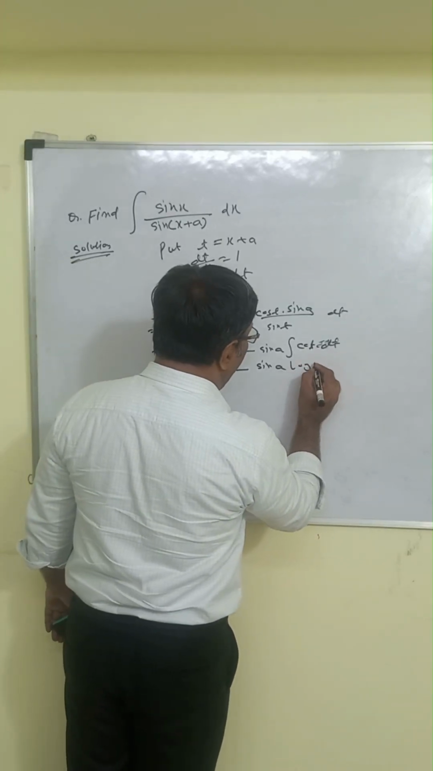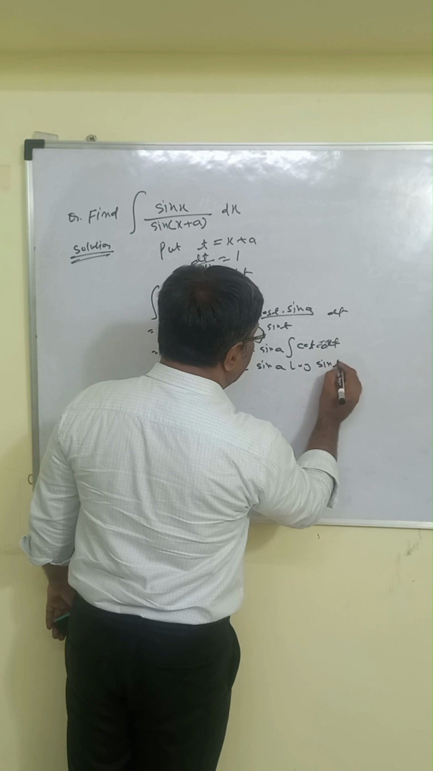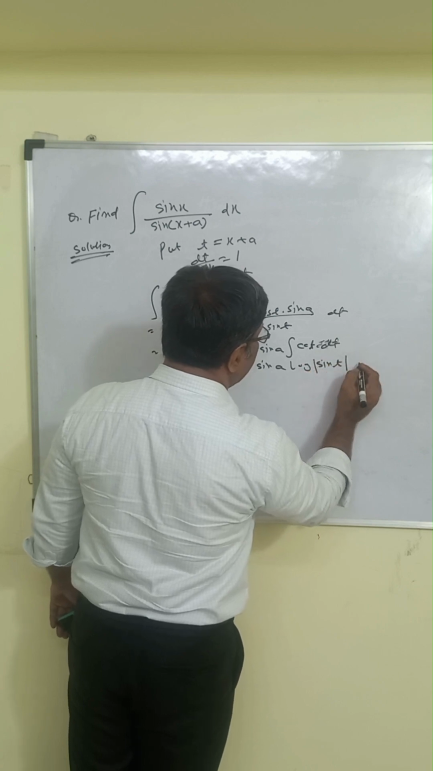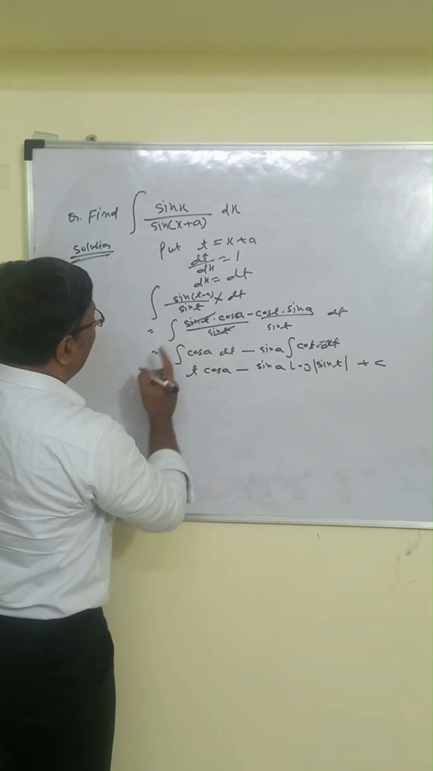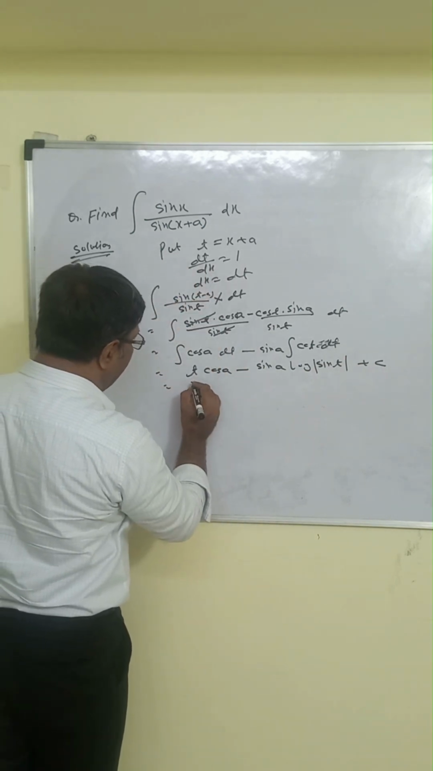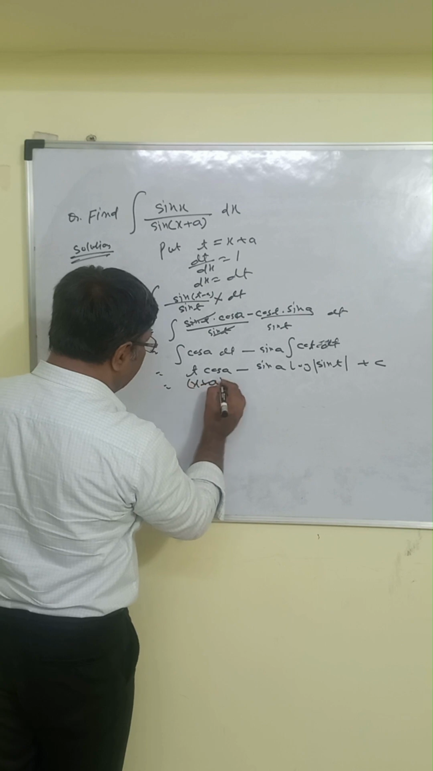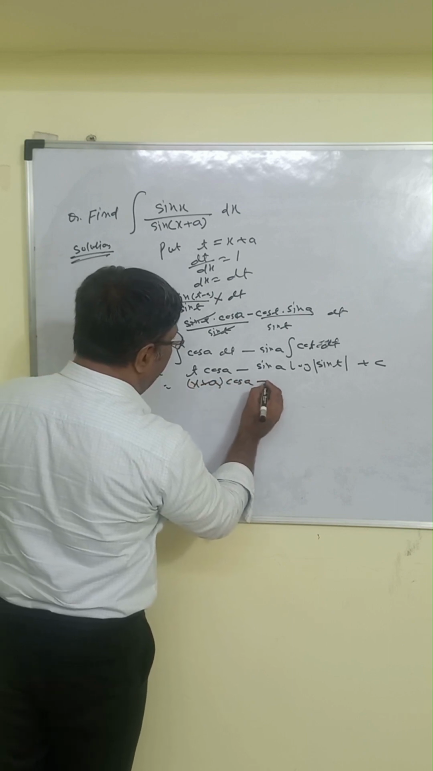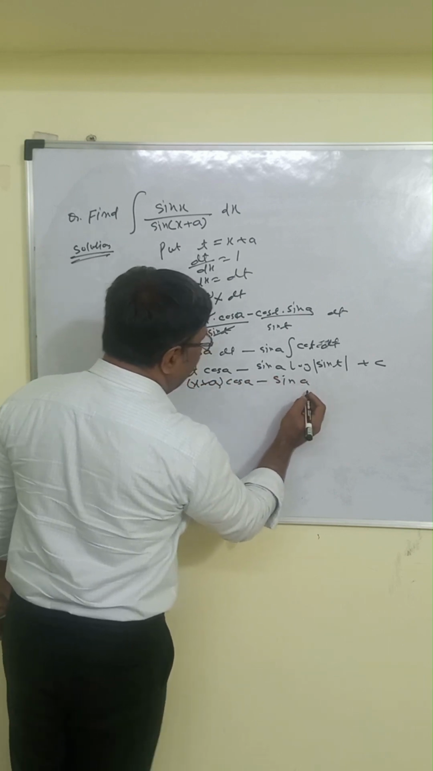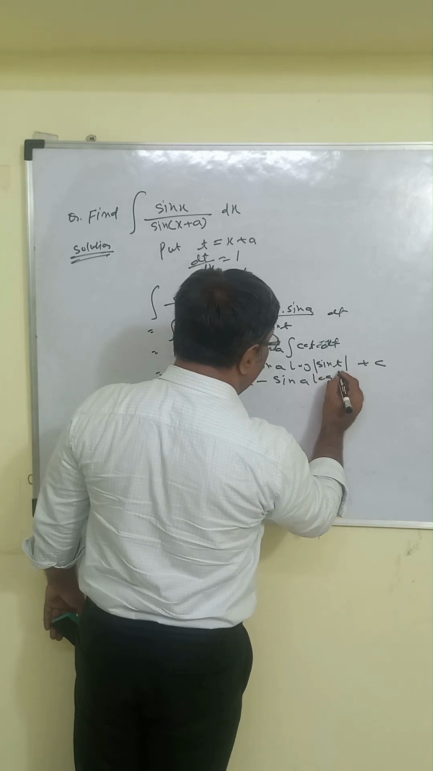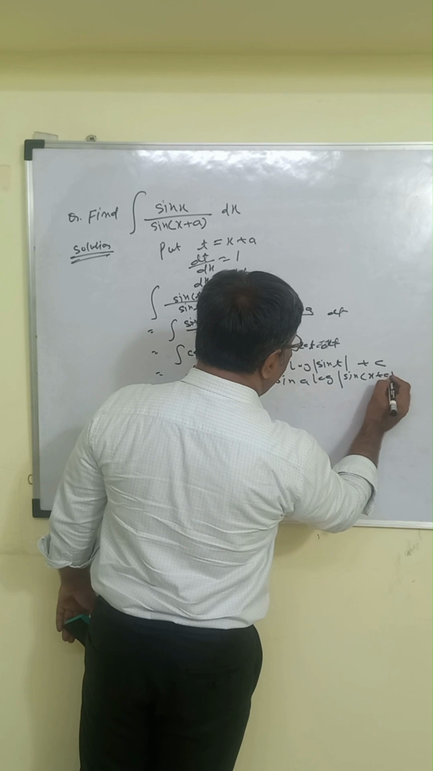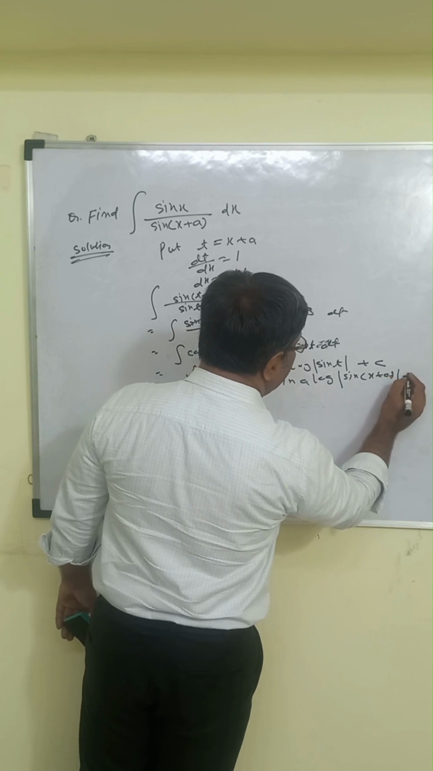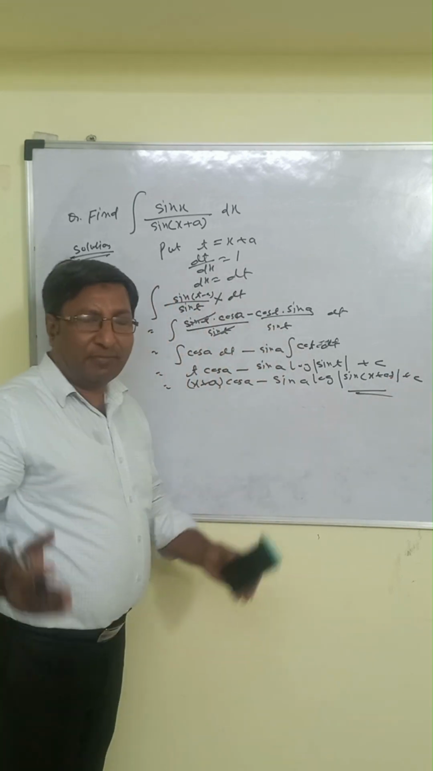So this is log sin t, plus c. So now put the value of t. So t is x + a. So we can write (x + a) cos a minus sin a times log sin t, and we can write sin t as sin(x + a), plus c. This is our correct answer.